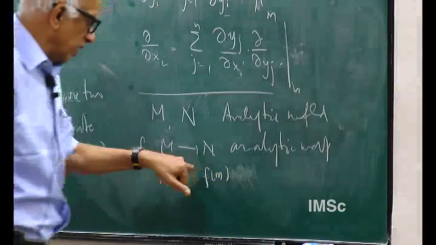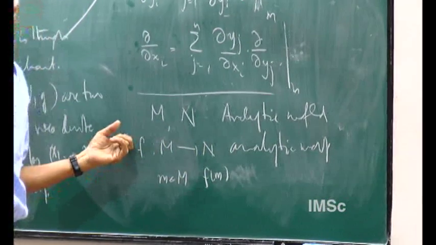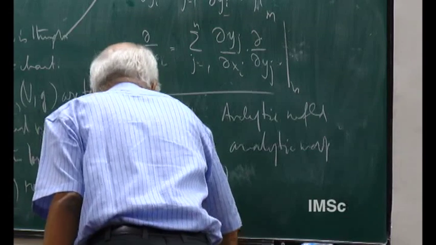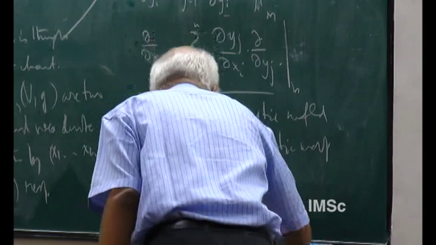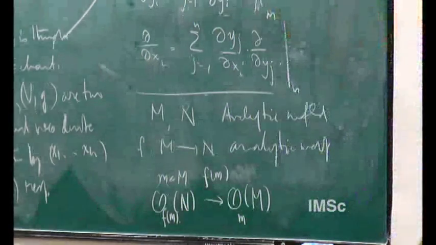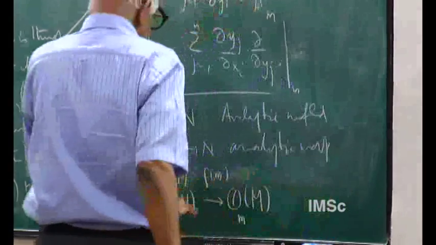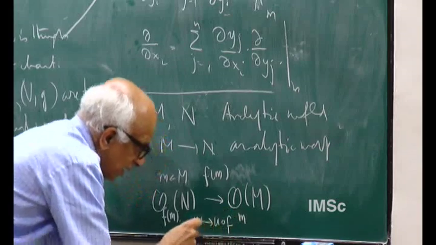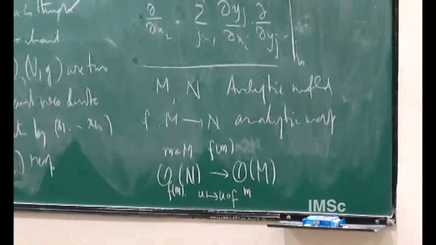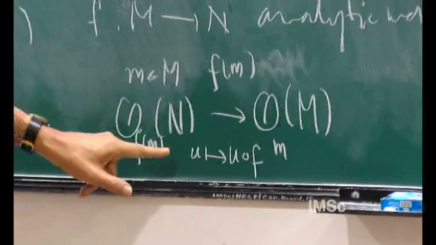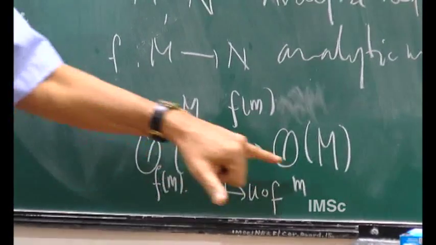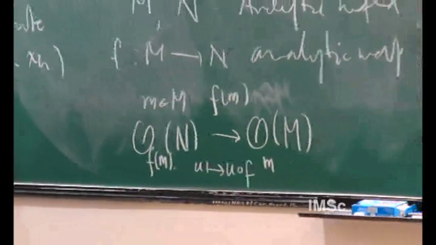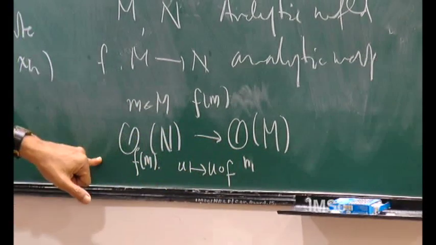If I take a function defined in the neighborhood of f(m), I can compose with f and get a function in the neighborhood of m. In other words, you get a mapping of germs of analytic functions at f(m) of N into germs of analytic functions at m of M. It is a natural map, simply composition with f: u goes to u composed with f. So it goes from O_f(m) to O_m. Now suppose you have a tangent vector to M at m, which is a linear map here. Composed with this, you get a linear map. In other words, I'm able to give a map of Tm into T_f(m).